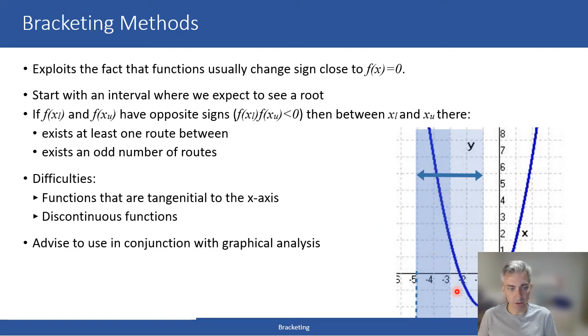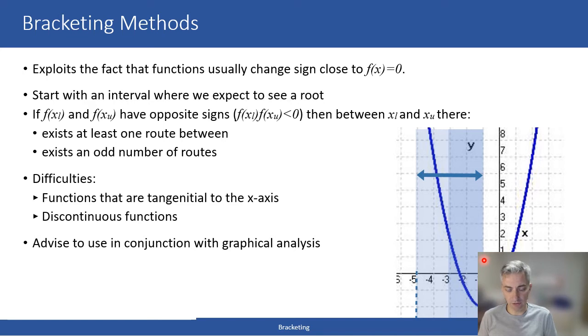However, if the lower bound becomes -3 and the upper bound becomes -1, clearly this function changes from a positive value to a negative value. So when we do this product, we'll see a negative result. So we know there's a root somewhere between x equals -3 and x equals -1. So then we select these two new bounds as the upper and lower points where we're going to search again.